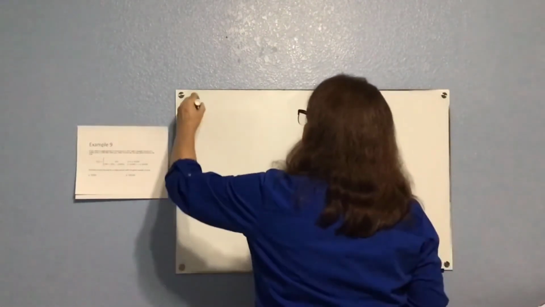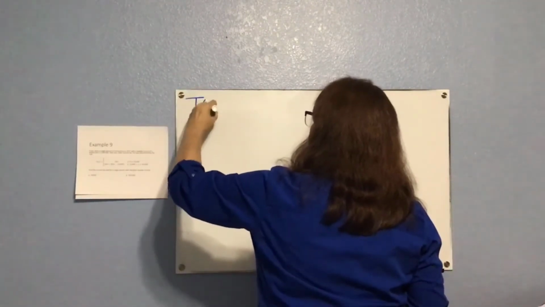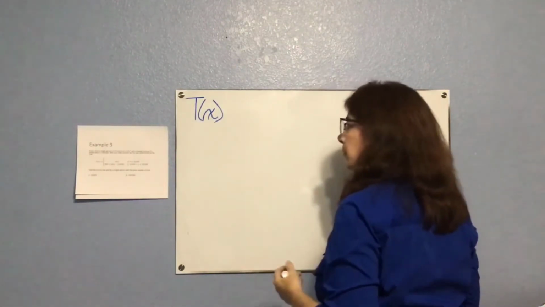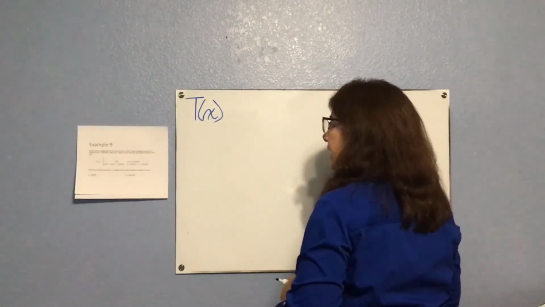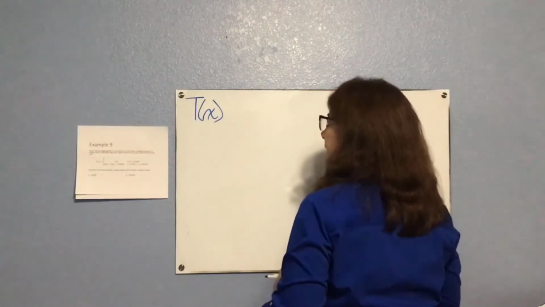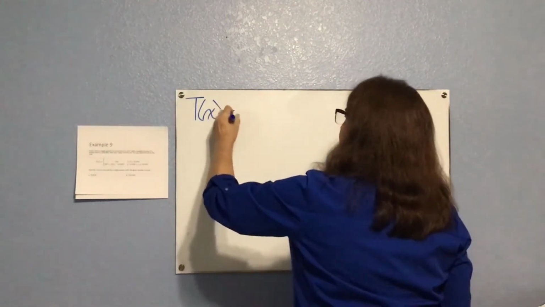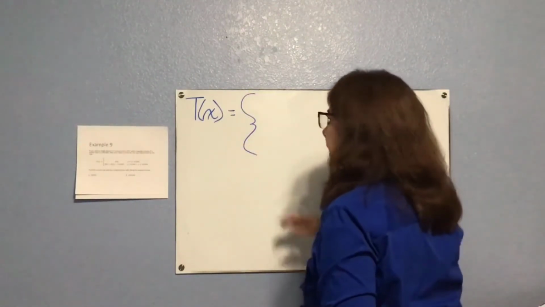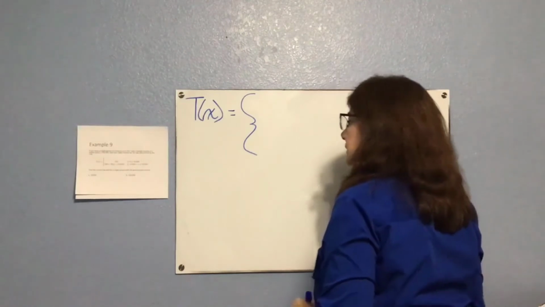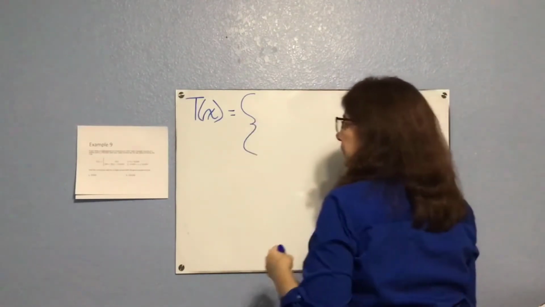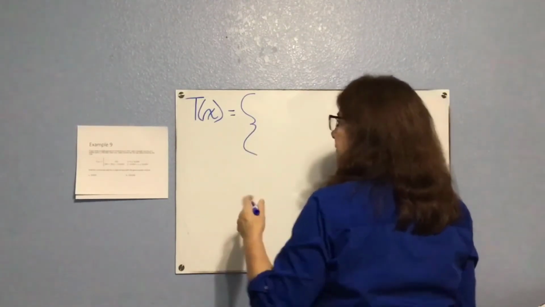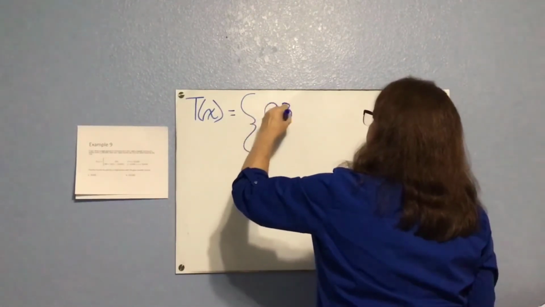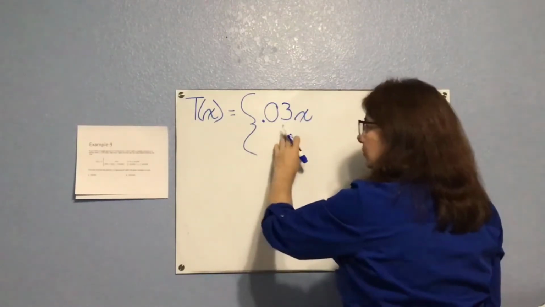So I have a function, and this is for the state income tax in Connecticut for a single person with a taxable income less than $50,000. When I write a piecewise defined function, I always start with a curly brace, and I'm not going to end with a curly brace. I just leave it open. And there's two parts for each piece. Here's the first part, 0.03x. That's the function rule.